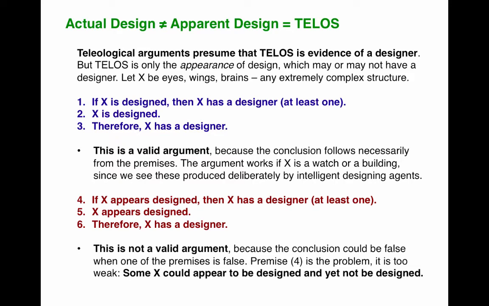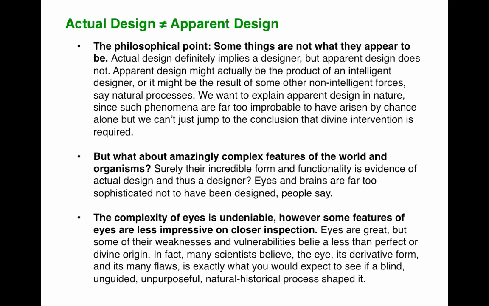Some X could appear to be designed and yet not be designed. Actual design is not the same thing as apparent design. The philosophical point, some things are not what they appear to be. Actual design definitely implies a designer, but apparent design does not. Apparent design might actually be the product of an intelligent designer, or it might be the result of some other non-intelligent forces, say natural processes.